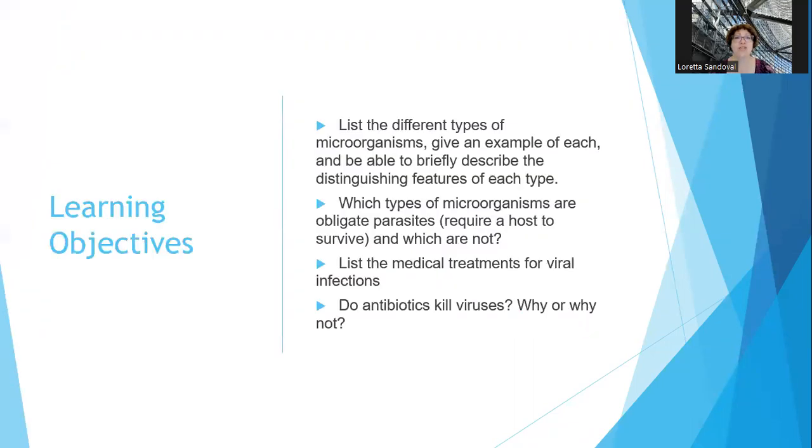So the learning objectives, some of them carry over from the previous lecture: listing the different types of microorganisms and being able to describe and distinguish the features of each type. Which types of microorganisms are obligate parasites requiring a host to survive? Hint, viruses. Viruses are obligate parasites. I want you to be able to list the medical treatments for viral infections. And do antibiotics kill viruses? Why or why not?